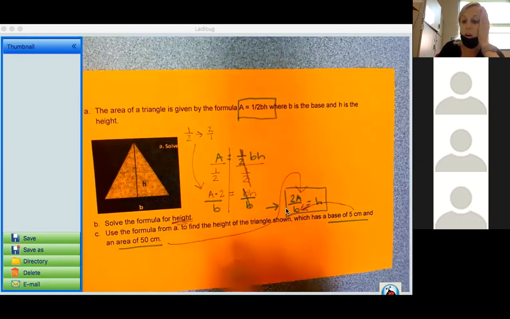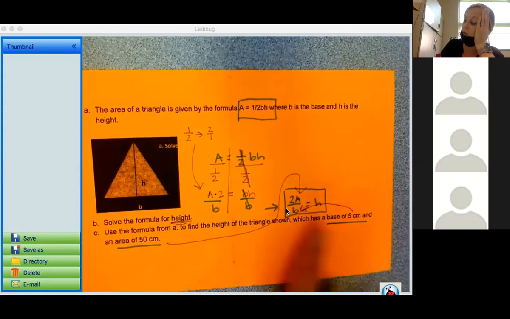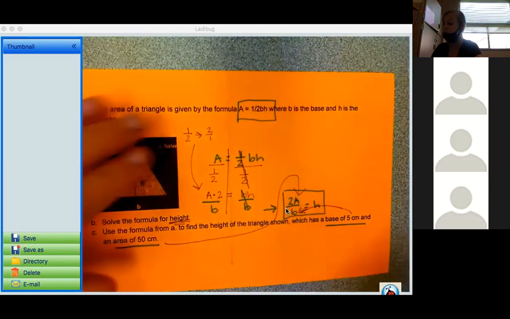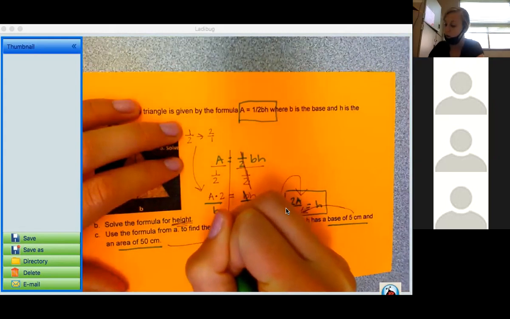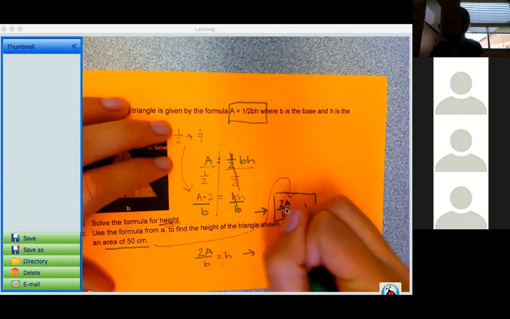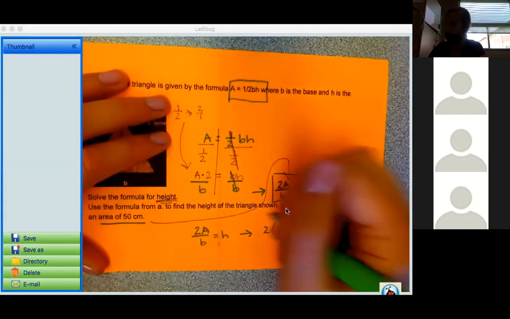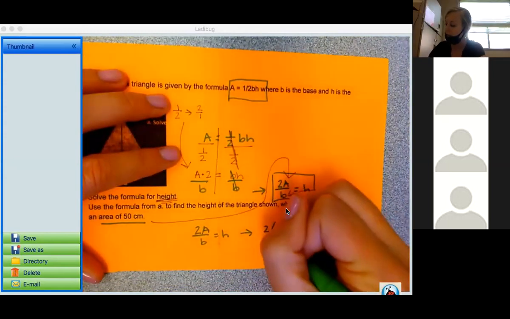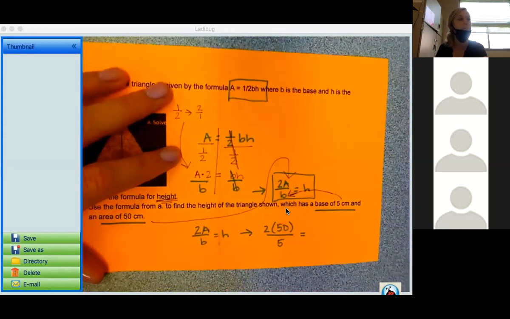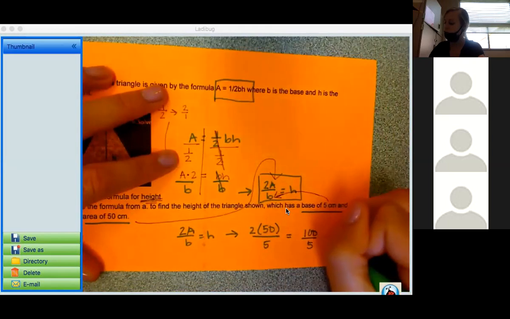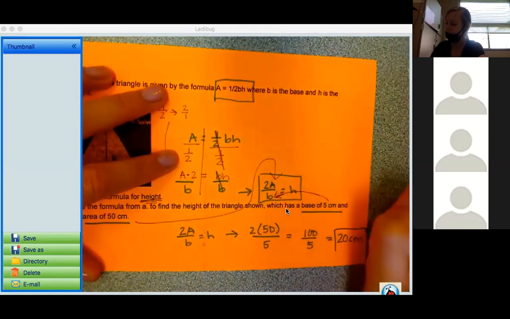Okay. Are y'all good with how they're telling us the base is 5, so I can put that in for B? And the area is 50, so I can put that in for A? Did y'all already do this? Because y'all looking bored in here. Oh, you did? Okay. So instead of 2A over B equals H, one more time, tell me, what am I putting in for A? Okay, 50. What am I putting in for the base? What'd they tell me the base was? 5. So y'all, what is 2 times 50? What's 100 divided by 5? 20. So my height is 20 centimeters.